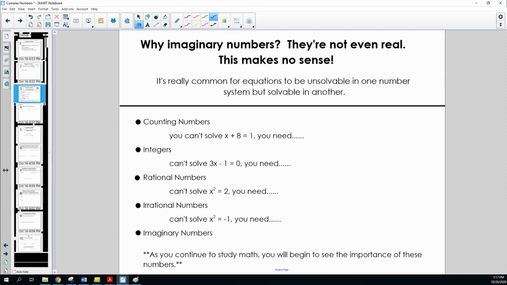So integers are the negative numbers and the positive numbers. Right? So if you only know integers, then you can't solve 3x minus 1 equals 0 because you would get a fraction as an answer. So you need to know rational numbers. If you have x squared equals 2 and you take the square root and you get that x is equal to plus or minus the square root of 2, you can't solve that unless you know about irrational numbers. If I have x squared equals -1, like our previous example, you can't solve that unless you know about imaginary numbers. So there are these other number systems that we'll come across, and as you continue to study math, you're going to see the importance of these numbers in the future. Even if they seem kind of ridiculous at this moment, they come into play a little bit later on.